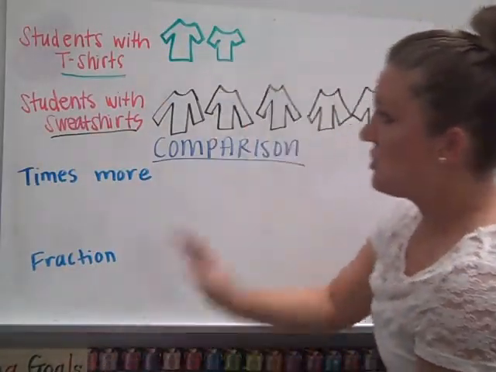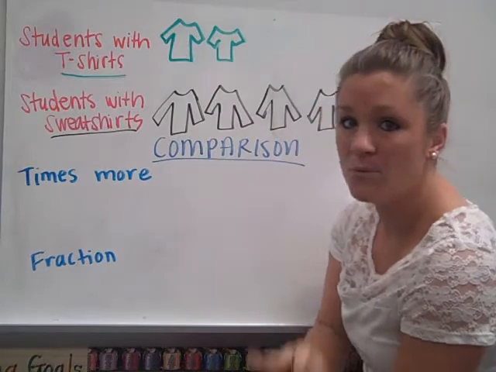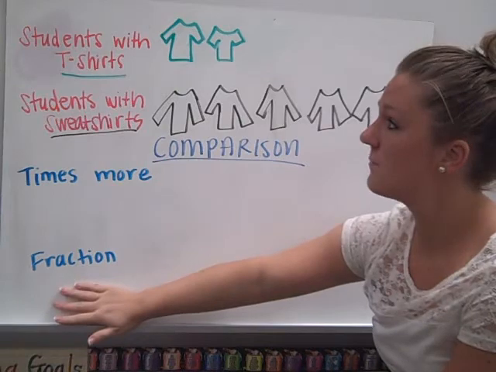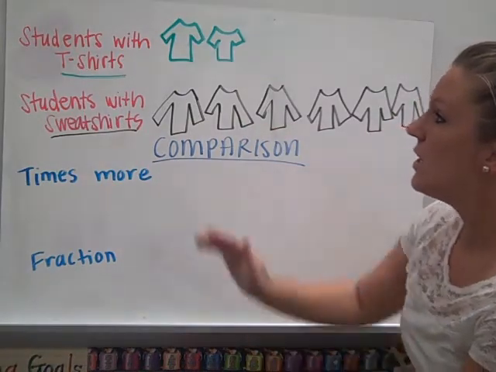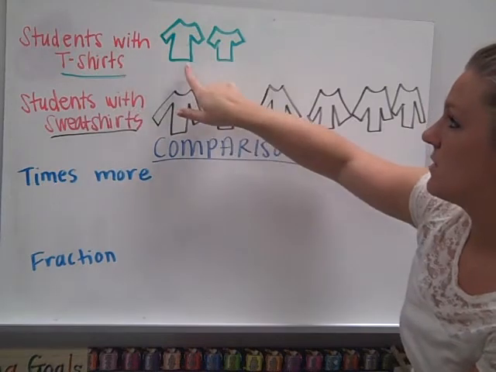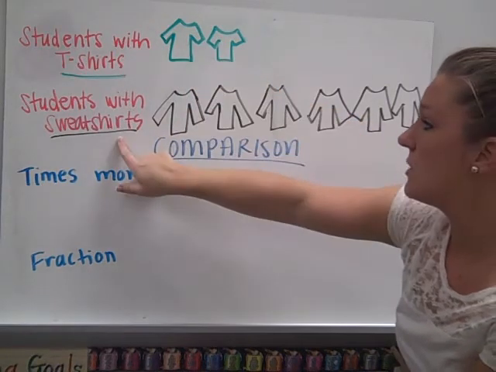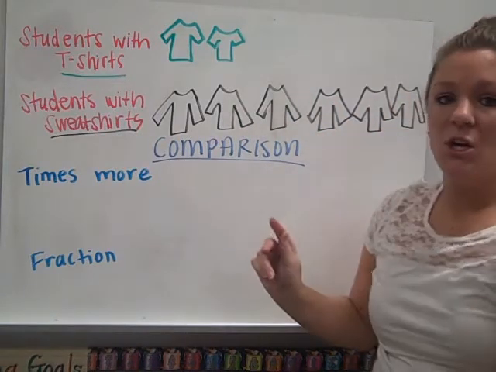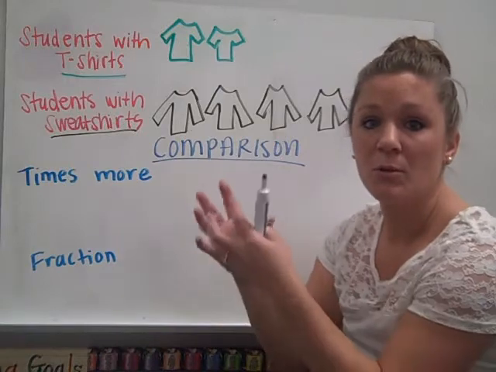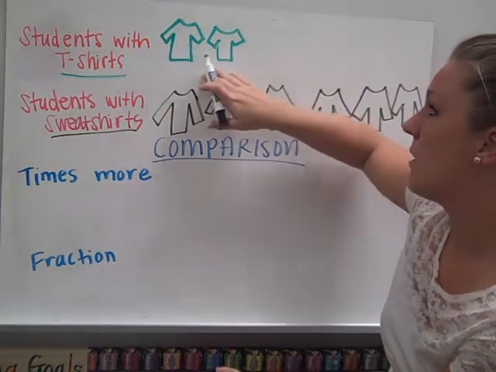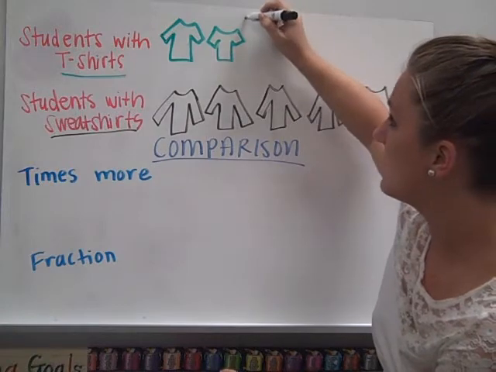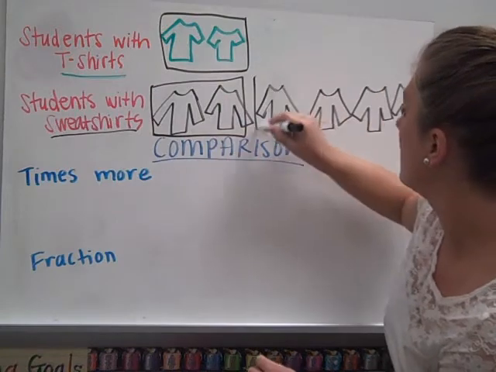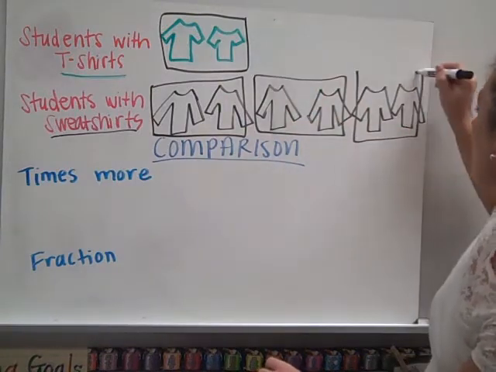All right, now we're just going to use a picture to actually create our own statements. We're going to create a times more statement and a fractional statement. And we're just going to use t-shirts here and sweatshirts. So students with t-shirts, this is how many? 2. Students with sweatshirts, 1, 2, 3, 4, 5, 6. So in order to determine my fractional group or what 1 is considered, I have to look at the smallest amount. So I see 2 t-shirts here. So this is considered 1 group. So if I look down here, I have 1, 2, 3 groups.